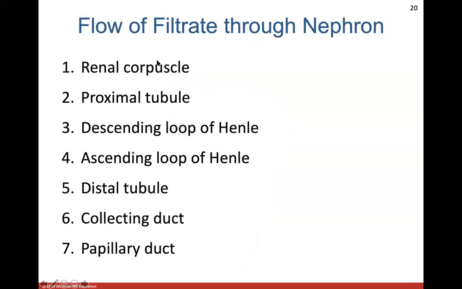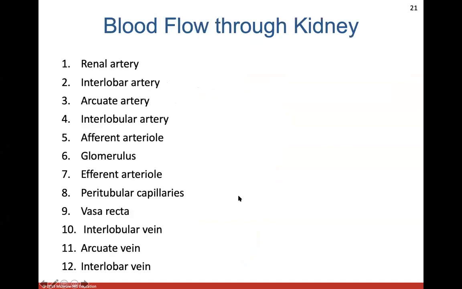So you should know this order of flow of the filtrate through the nephron, starting at the renal corpuscle, and then ending in the collecting duct, and then traveling through the papillary duct into the calyx. So you should know the specific order that filtrate goes through the nephron. The blood flow through the kidney is shown here. I will provide you guys a list of study tips. I don't know if you need to know specifically this blood flow scheme, but I will let you know that.